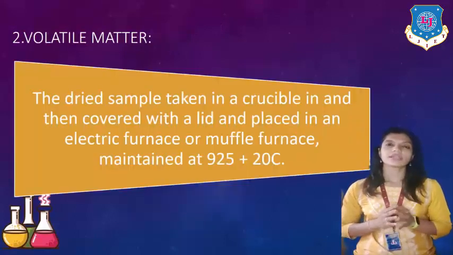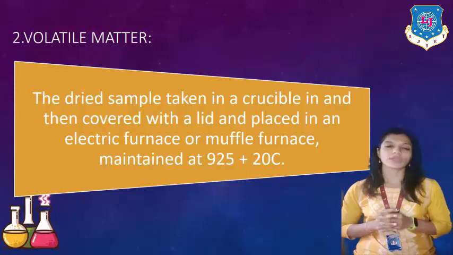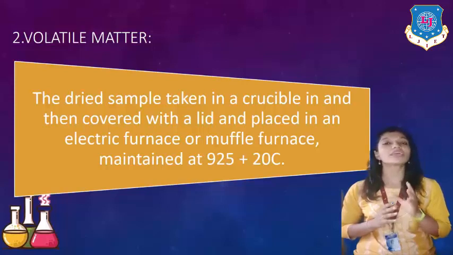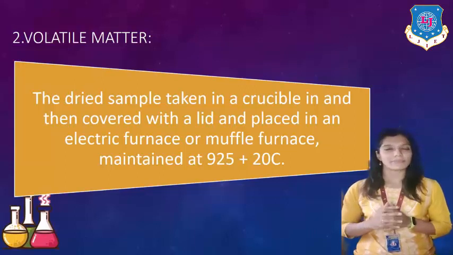Next is the analysis of volatile matter. Volatile matter is basically matter which evaporates when we heat it at very high temperatures. The process involves this: the dried sample is taken in a crucible, covered with a lid, and placed in an electric furnace or muffle furnace at approximately 925 plus or minus 22 degrees Celsius. We have to heat it at very high temperatures in order to evaporate the volatile matter from the coal sample.